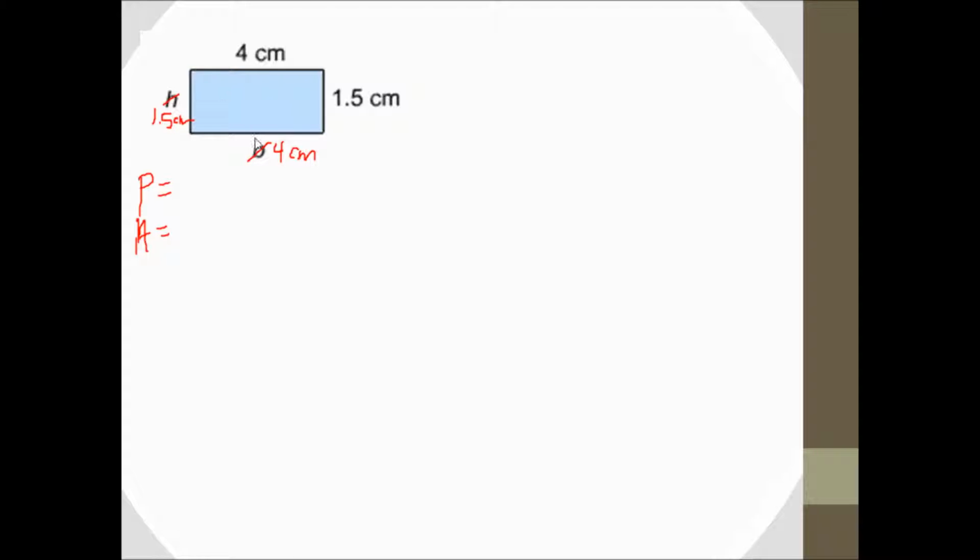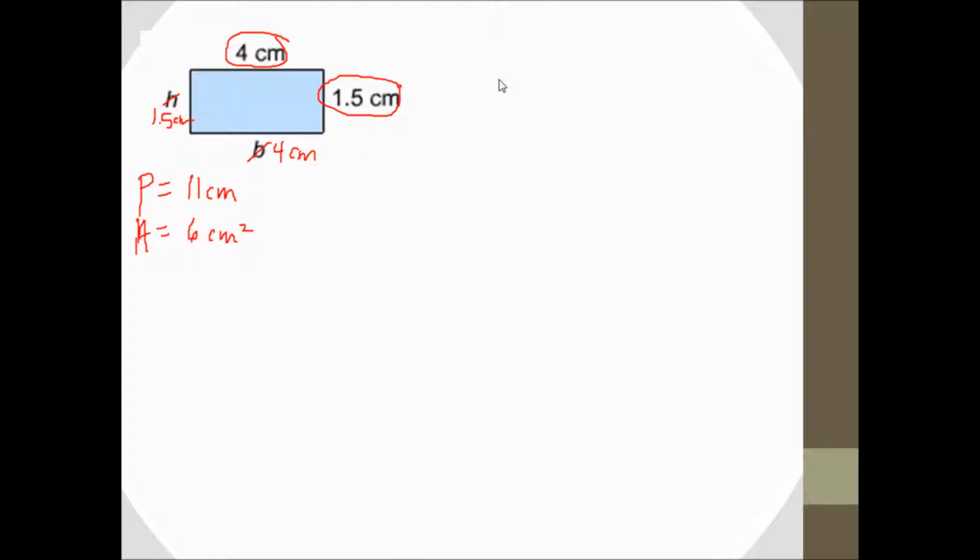So perimeter, you add up all the sides. 4 plus 4 is 8, plus 3 is going to be 11 centimeters. And then for my area, I do my length times my width. 4 times 1.5 is going to be 6 square centimeters.